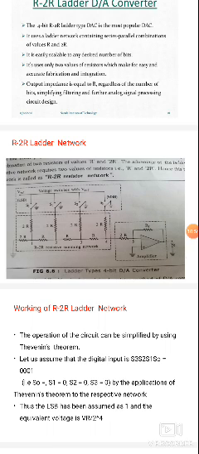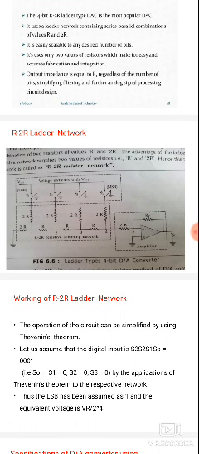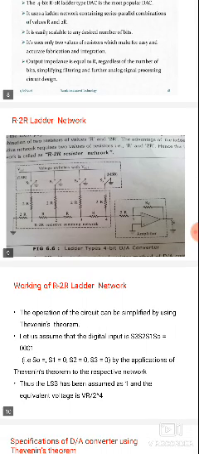So this is the circuit diagram. The circuit diagram itself consists of a reference voltage. The reference voltage will be connected with switches. That's why the switches are connected with V reference, and it starts from the least significant bit to the most significant bit. The least significant bit is called S0 and the most significant bit is called S3.